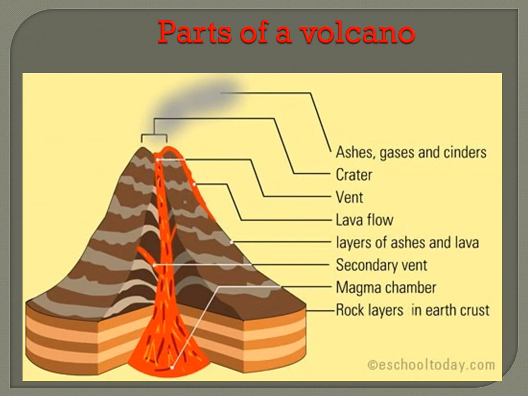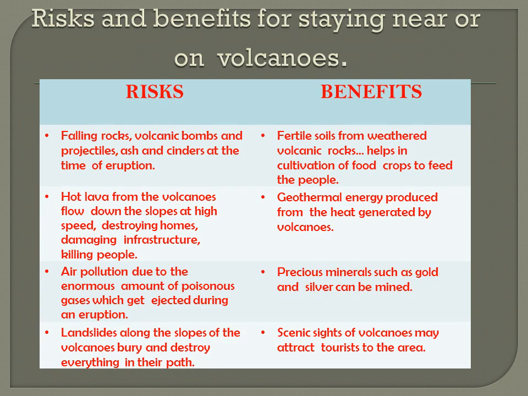Okay, so let's look at the figure. There is a vent here, crater or vent. Then we have a secondary vent, and the magma chamber is there. As I already told, before explosion, some ash or gases will also come out through the openings, crater or the vent. So we have the parts of a volcano here. Then we will move towards its risks and benefits. So we have both risks of volcanoes and benefits of volcanoes.